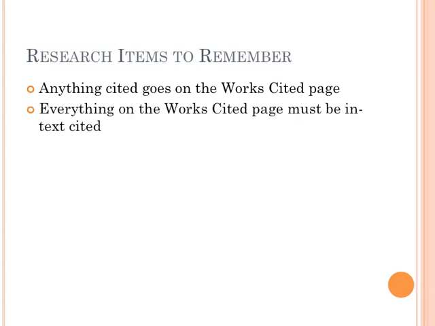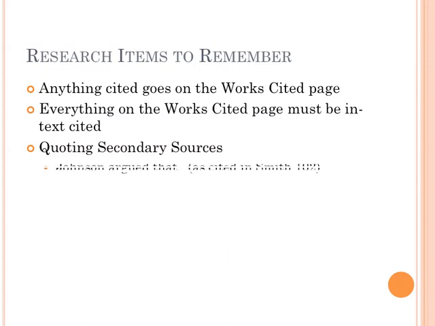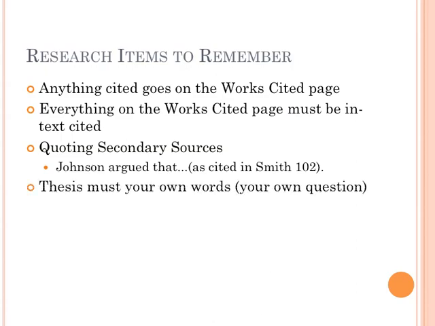The same is true that if you have something on your works cited page, it has to be in text cited as well. It's not a works reference page, it's a works cited page. Also, if you're going to quote secondary sources, this means that you have a source that quotes someone else. So you have this article by Smith, but within it, Smith is quoting Johnson. So how do you do that? Well, you'd say Johnson argued that, and in the parentheses, you would put as cited in Smith, because Smith is what you're going to find on that works cited page.